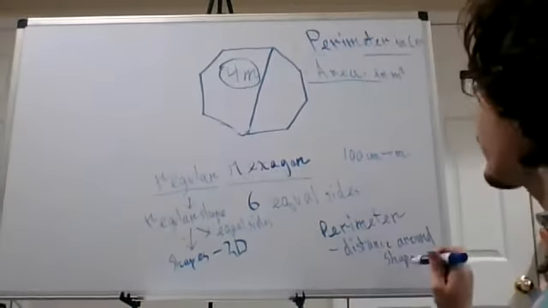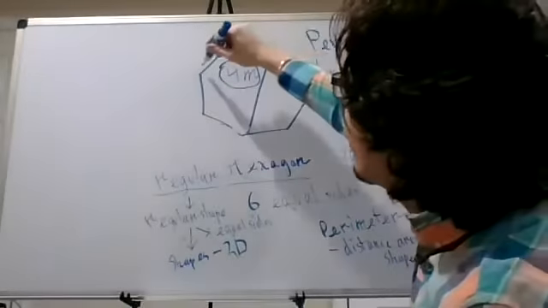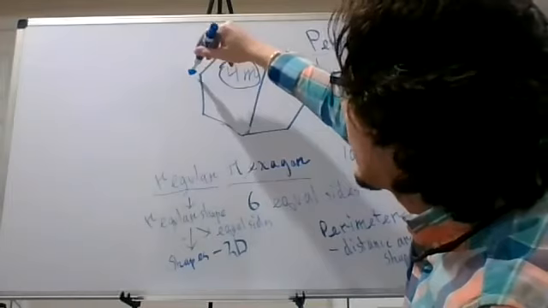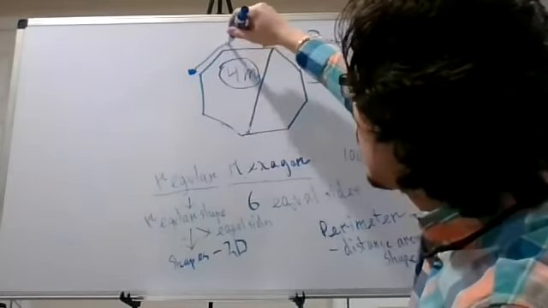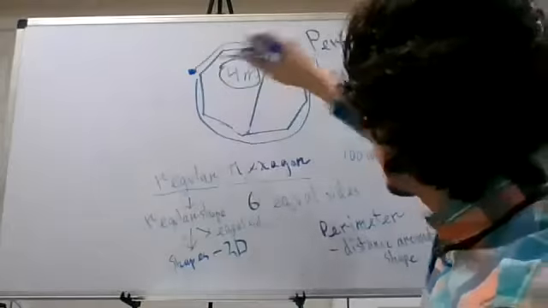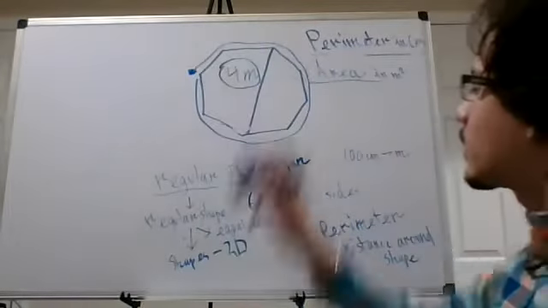Okay, so we know that perimeter is the distance around the shape. So that should mean that if we started here on the hexagon and we were to travel all around the hexagon, the perimeter should be the distance that we traveled all around.